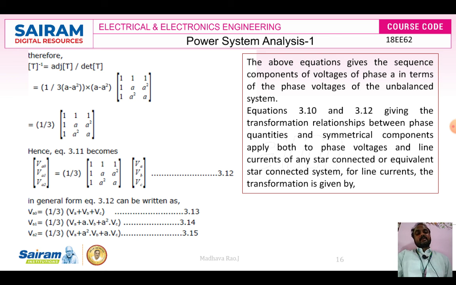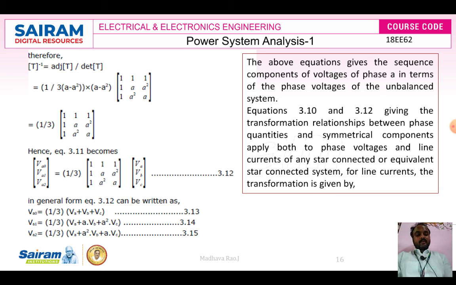The above equations give the sequence components of voltages of phases in terms of phase voltages of the unbalanced system. Equations 3.10 and 3.12 give the transformation relationship between phase quantities and symmetrical components. They apply to both phase voltages and phase currents of a star connected or equivalent star connected system. For line currents, the transformation is given by the following.